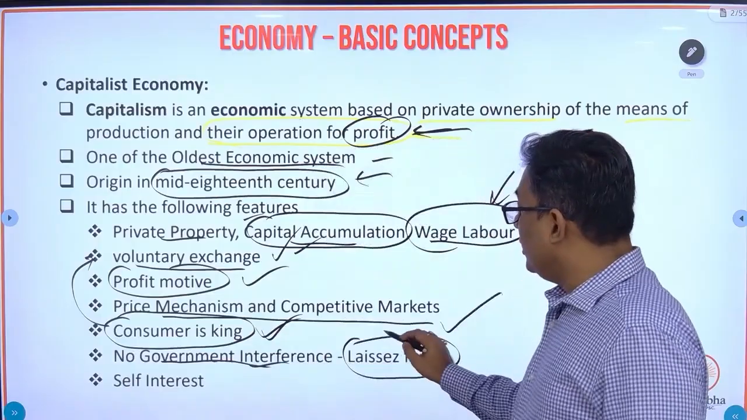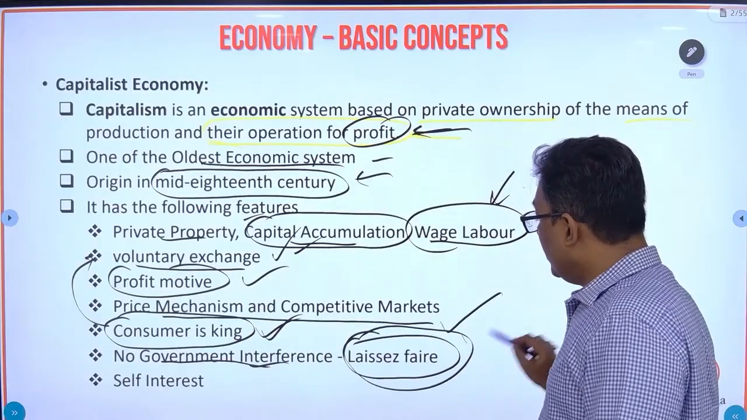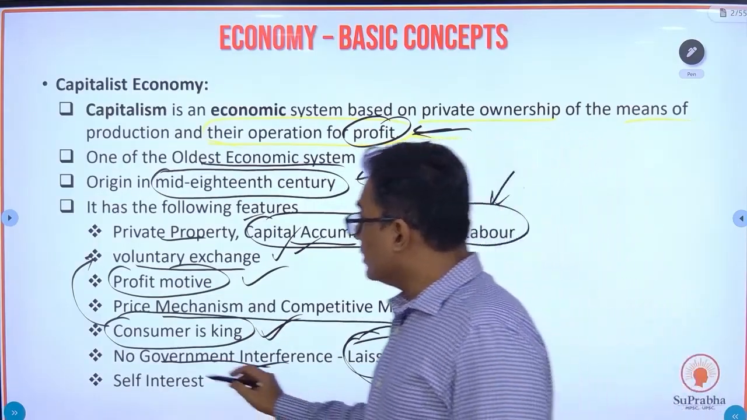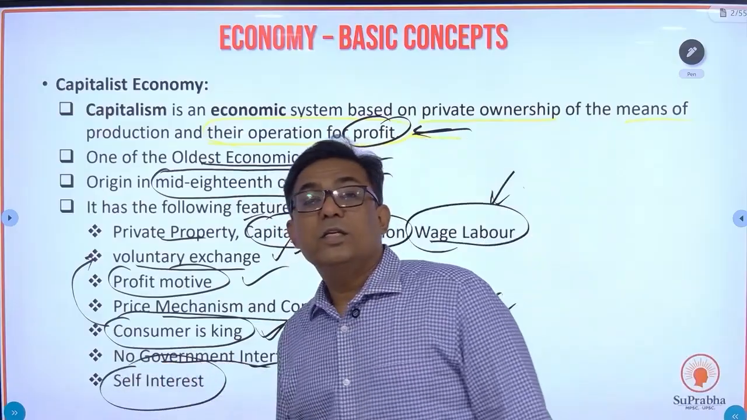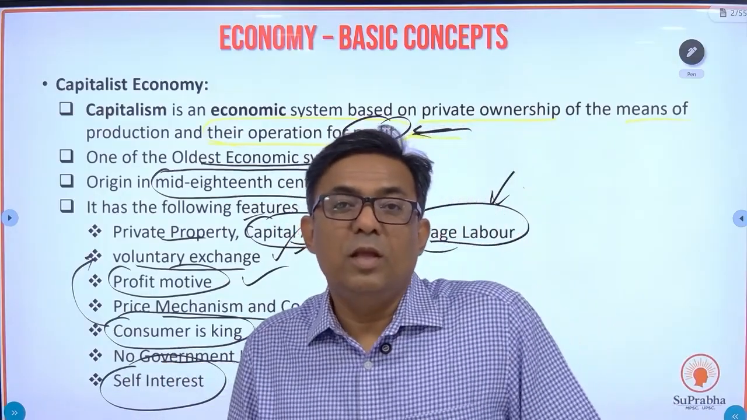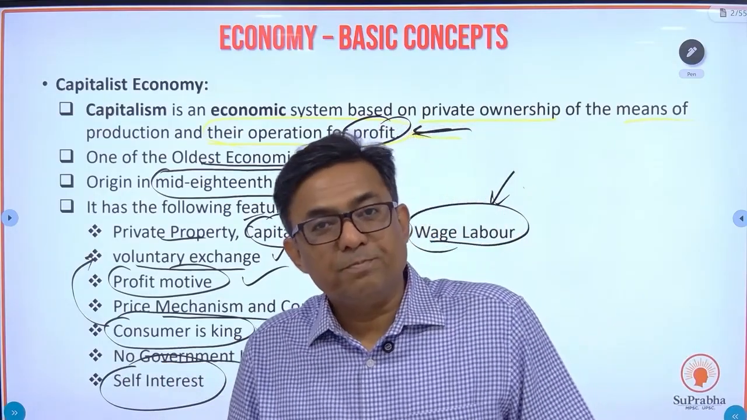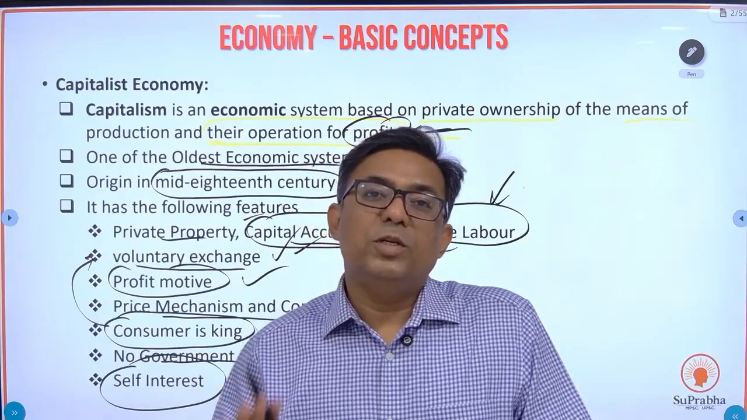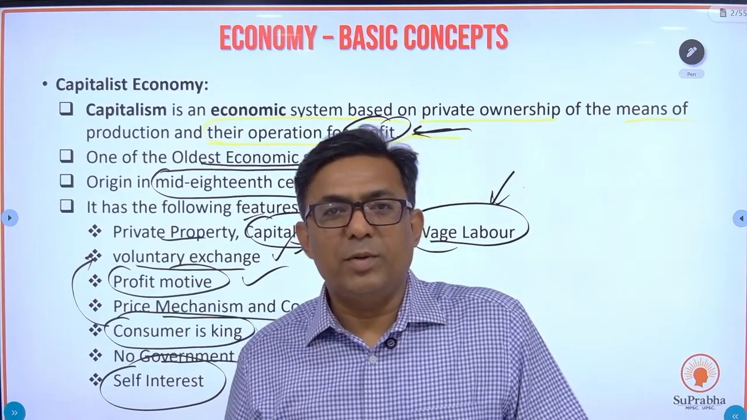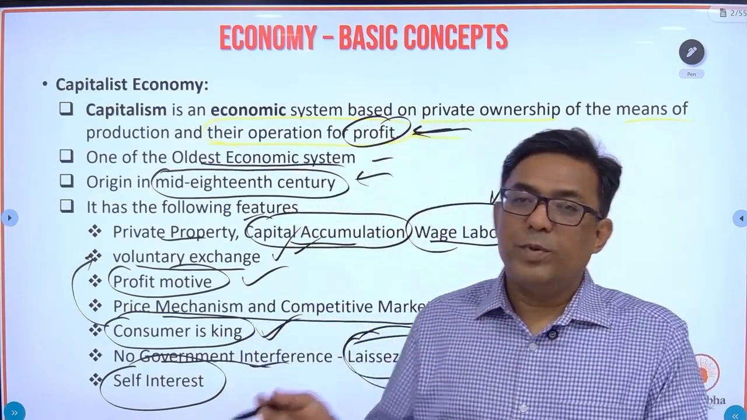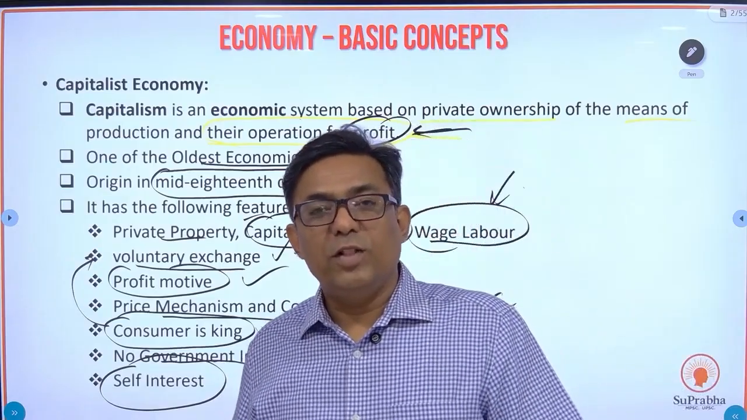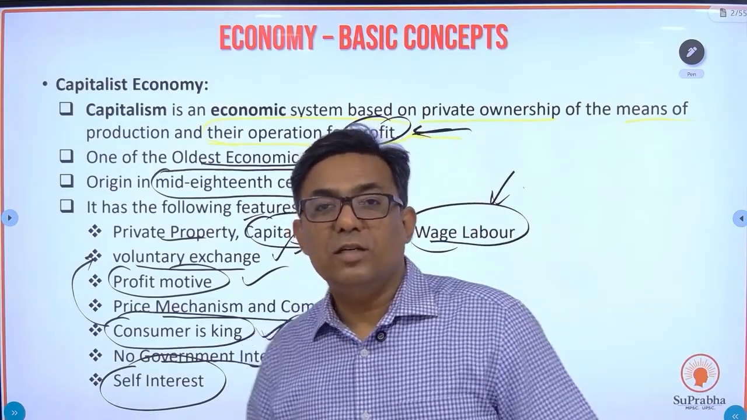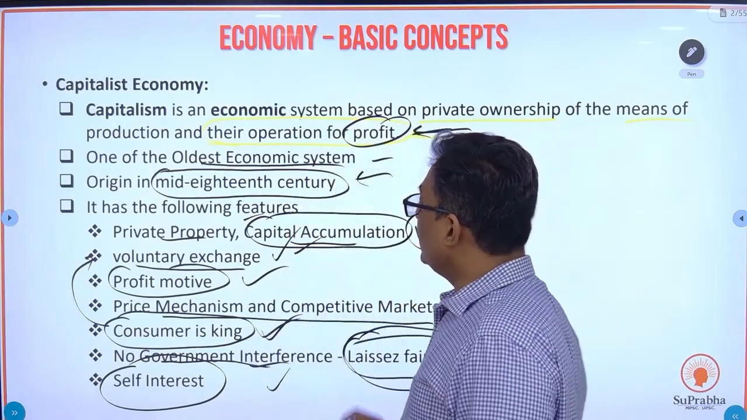So there is no government interference in a capitalist economy, that is known as laissez-faire. And yes, a capitalist economy does promote self-interest. Meri Dubai ki shopping. All these things are promoted in a capitalist economy. So you earn money, you gain profit, and then you spend like anything. You accumulate wealth. So there is always self-interest in a capitalist economy. So this is a capitalist economy.